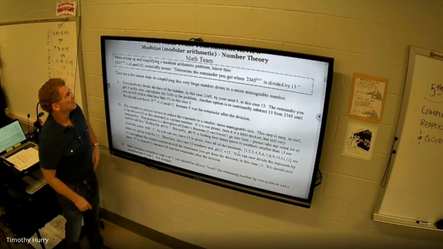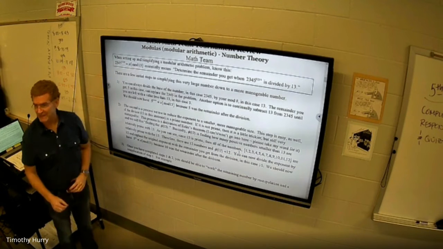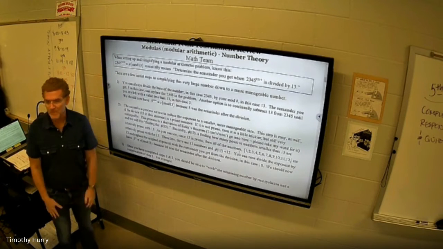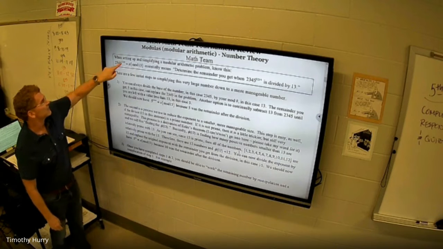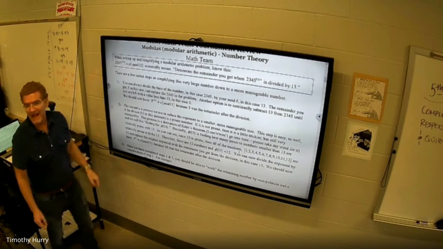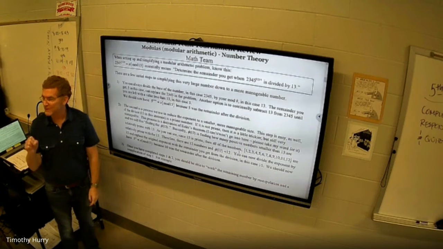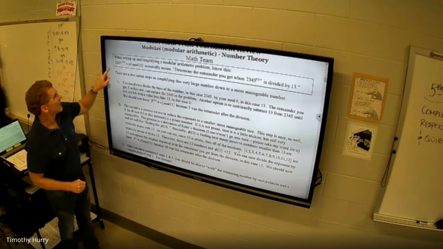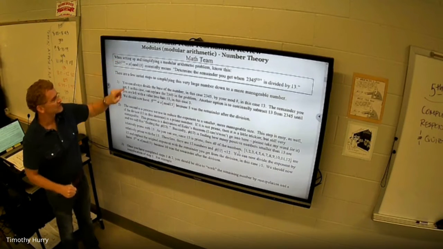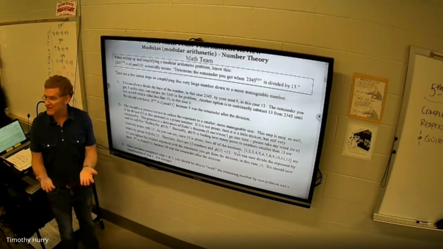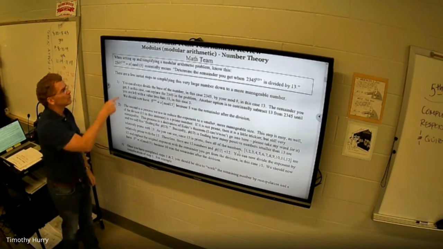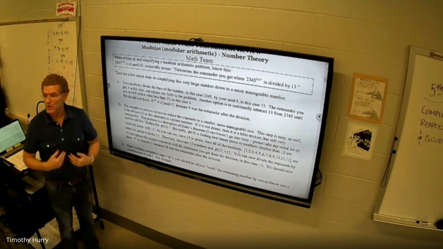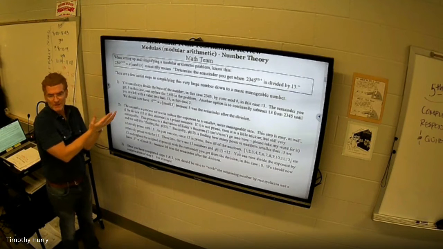So when you see an expression like this, this is what it's saying. This is saying, hey, this is a huge number. I want to know what is the remainder when I divide that number by 13. That's what it's saying, and your answer will be the x. So you are trying to solve for x here, okay?